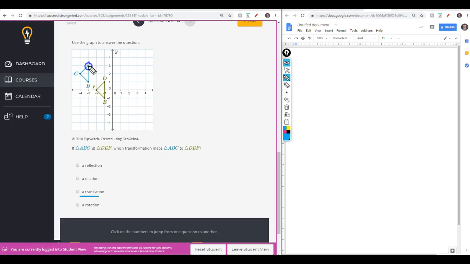So notice point A moved 2 units to the right and 2 units down. So did all of the other points to their corresponding vertexes, over 2 units and down 2 units. So that is how I know it is a translation.